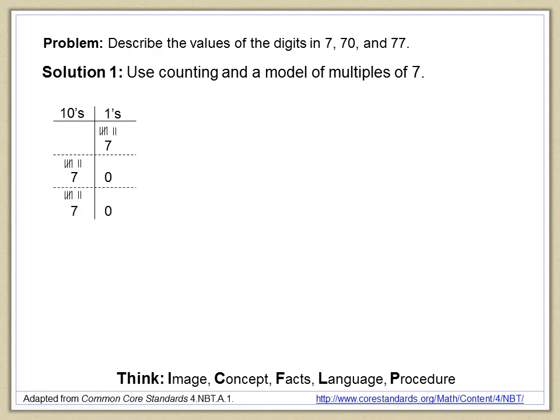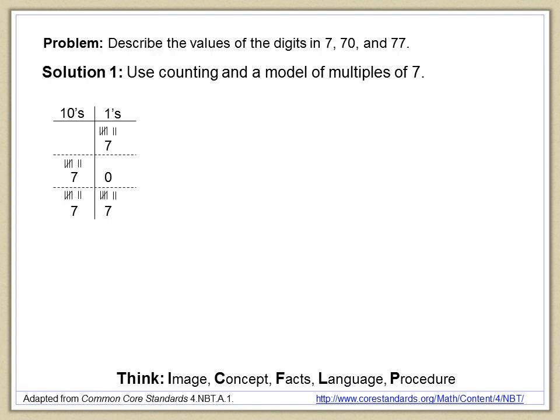So let's now look at 77. We're just going to take the 70 and add another 7. And so now we have the number 77 with 2 digits, where the left-hand digit is worth 10 times as much as the digit to its right.